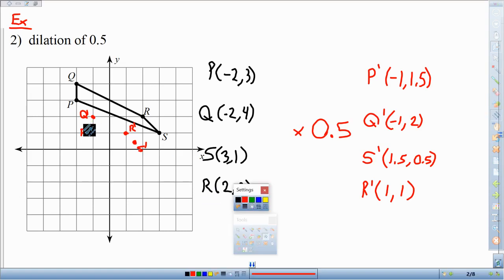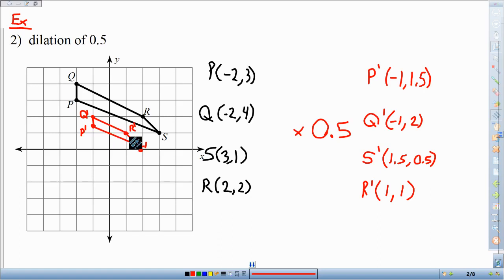Okay, go ahead and connect your dots and see what your shape looks like. And feel free to pause this video at any time if I'm going too fast. All right, so as you can see on this one, we got what is technically called a reduction, a smaller shape.